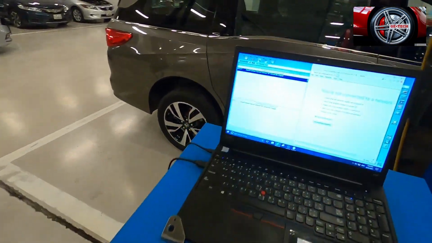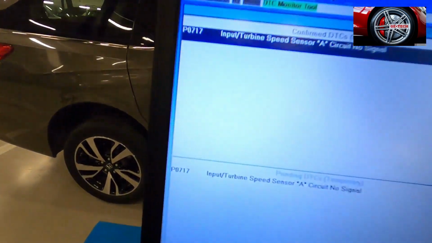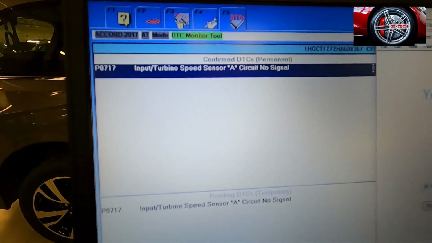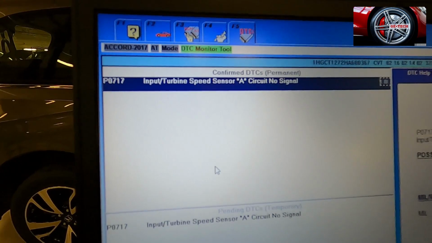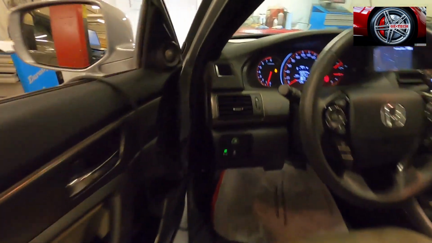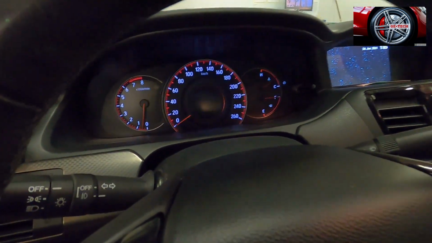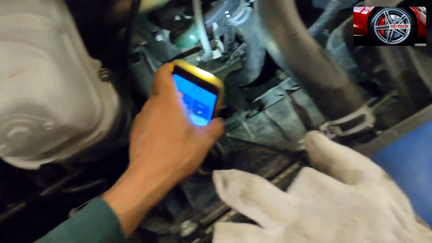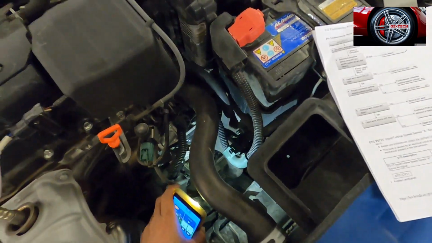and the same DTC came back, the same DTC appeared again. So what we will do now is follow the DTC troubleshooting procedure. So the turbine speed sensor is there. Okay.